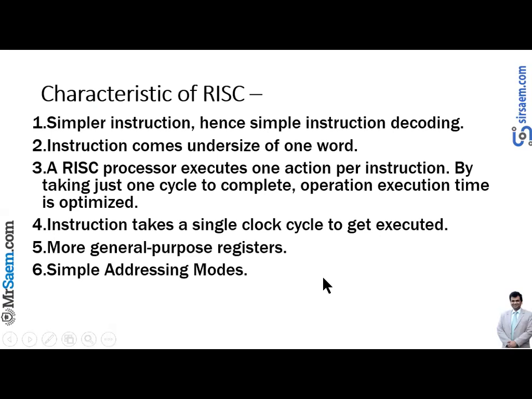Simple addressing modes, not complicated. Just fetch from one address and send it somewhere else. It's not complex. Again, the contrary of this, it's very simple. It has simple addressing modes, not very complicated, and fewer data types are used as well.